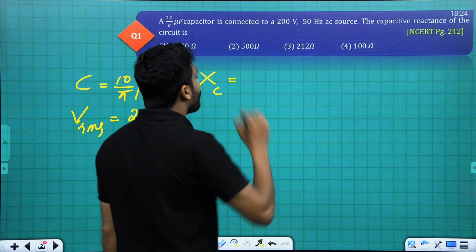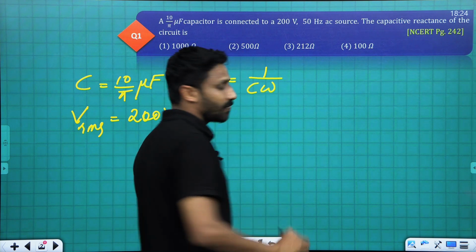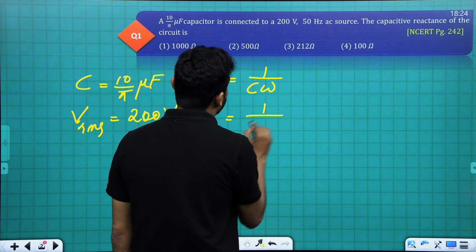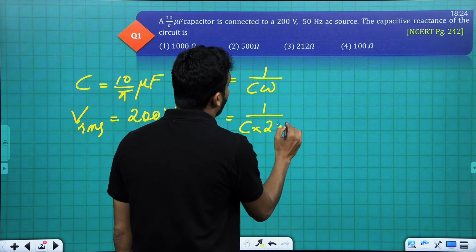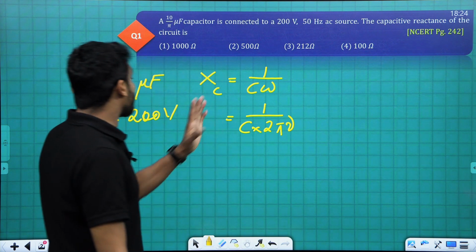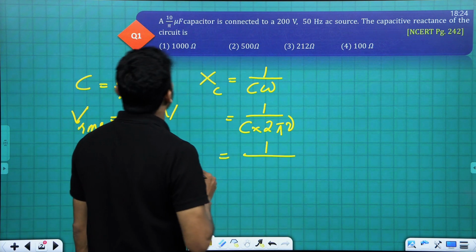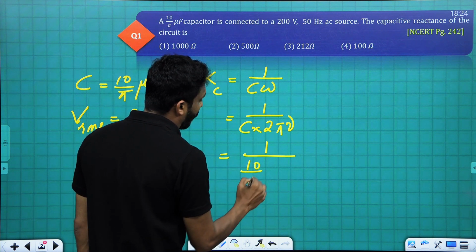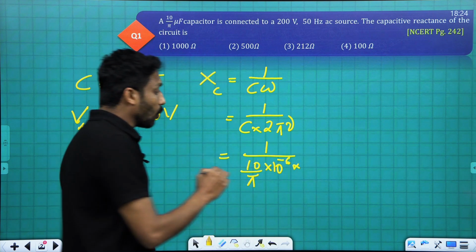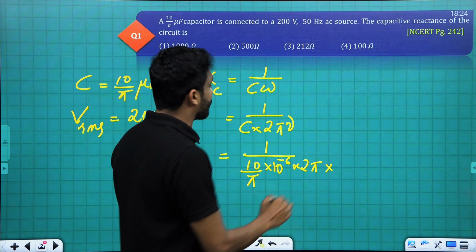XC is equal to 1 by C omega. That is the equation, very direct. 1 divided by C omega, that is equal to 1 by C into omega, where omega is 2 pi nu, 2 pi into frequency. Clear? Capacitance is given, frequency is also given. This is equal to 1 divided by capacitance 10 by pi micro. Micro means 10 power minus 6, into 2 pi into the frequency of the AC source, which is 50 Hz.